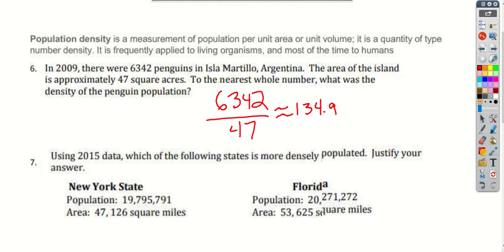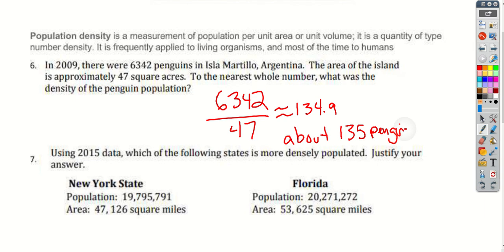Okay, doesn't matter the rest of the numbers. So this is just about 135 penguins. Penguins, that's French for penguins, by the way, per acre.